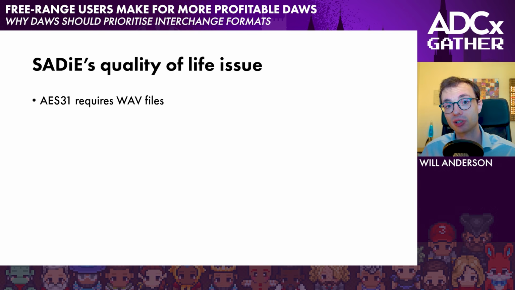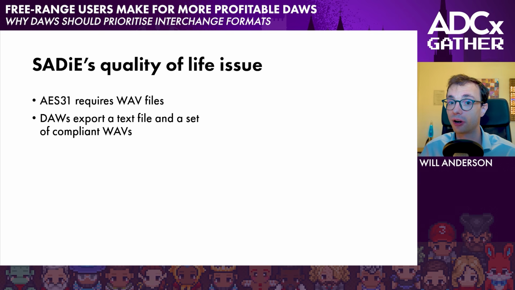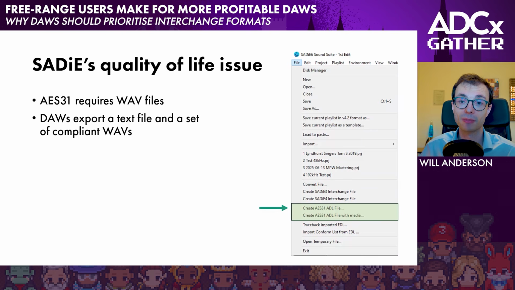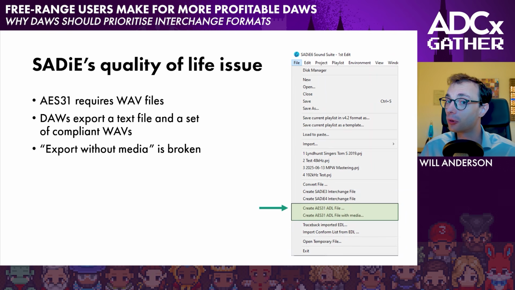The AES31 standard specifies that the audio files used must be WAV files, and as such, most DAWs will export a set of audio files alongside the AES31 text file. This can be handy if you originally recorded in a different format, like Pyramix's PMF audio files. In SADiE, you can either export the AES31 text file with this set of WAV files, or just the AES31 text file on its own. Or at least it says you can. Unfortunately, the export without media function is broken, and has been for over a decade.